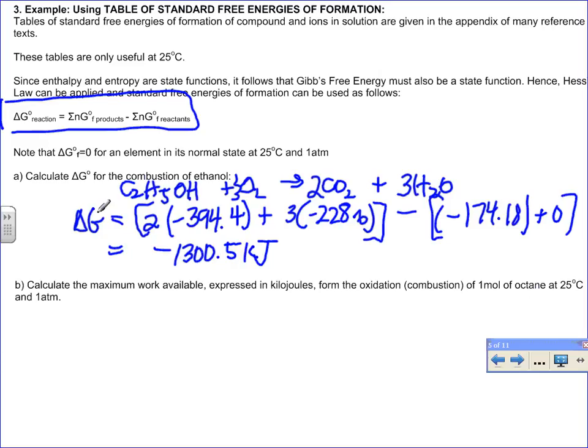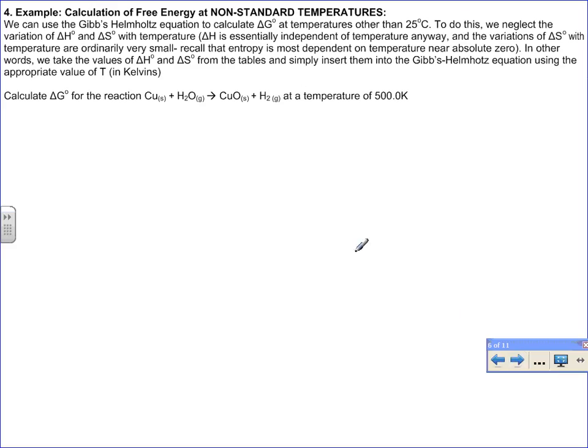Now, one difference though between these two examples that I will highlight is the way that the question is asked. In this one, it's asking you directly for delta G. Here, it's asking you for the maximum work available, expressed in kilojoules. You need to be able to recognize that when it asks you for the maximum work, it is asking you to calculate the delta G for the process. Now, the examples that we've done so far have been examples where the temperature is 298.